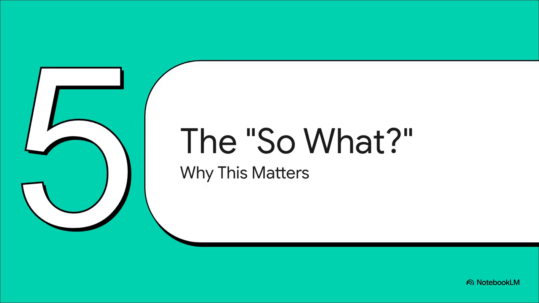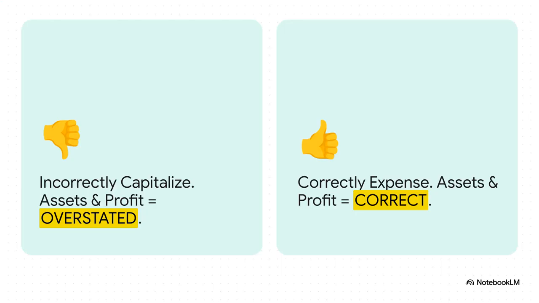So we know the rules, but let's ask the big question. So what? Why does any of this actually matter in the real world? Well, here's why. It's all about the financial statements. Look at the difference. If you screw up and capitalize these costs, you're faking it. Your assets look bigger than they are, and your profit is puffed up. But when you do it right, when you expense them, you get a true and fair picture. This is the difference between good accounting and, well, really bad accounting.